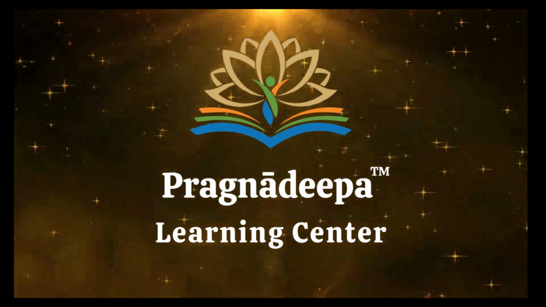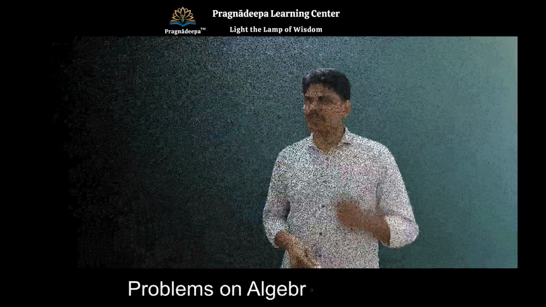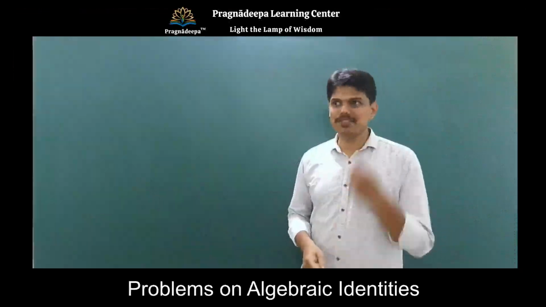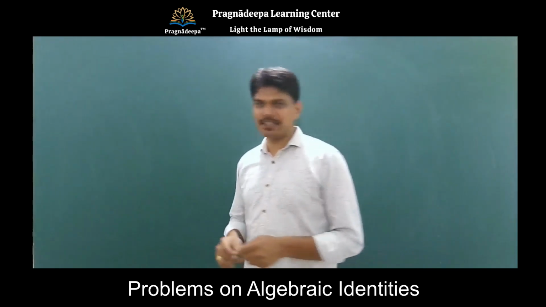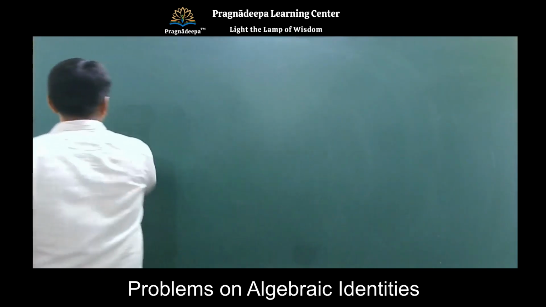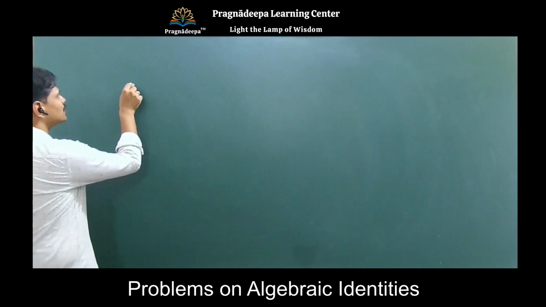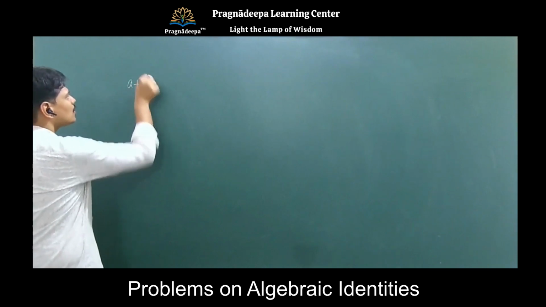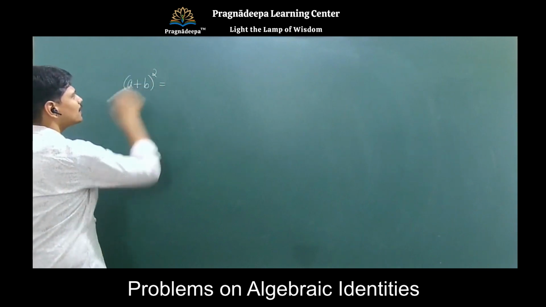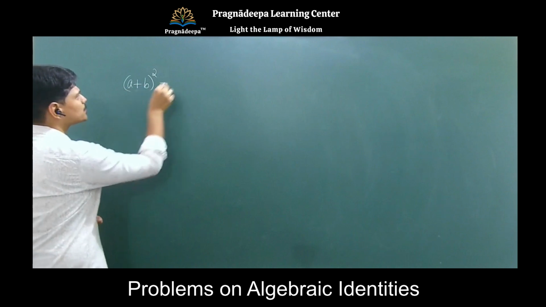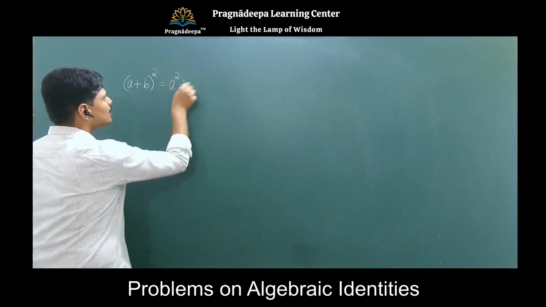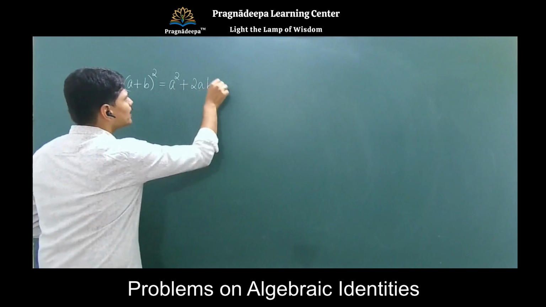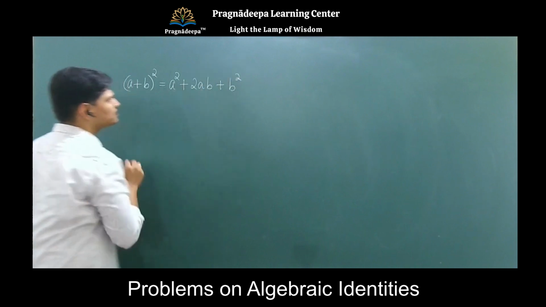Pragnadepa Learning Center. Today we will solve some problems based on some basic algebraic identities. So we will just recall the algebraic identities that we are aware of. (a plus b) whole squared formula is given by a squared plus 2ab plus b squared.